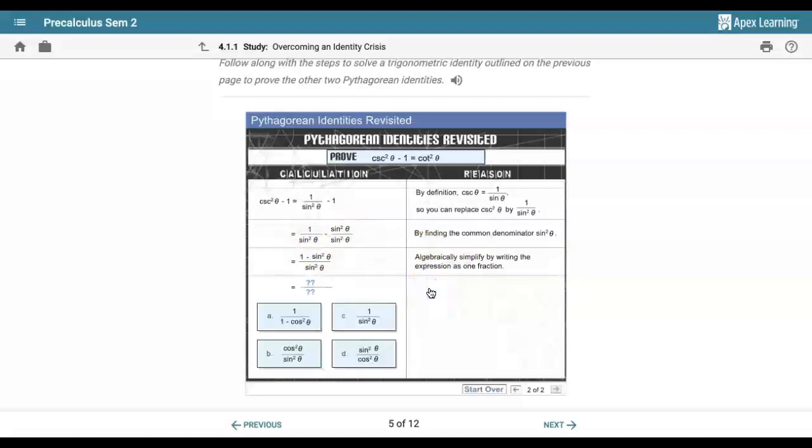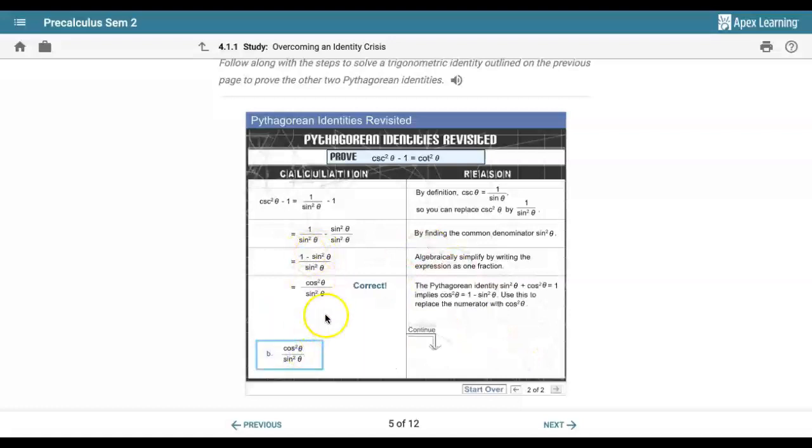Hopefully you can notice what's going to happen here. So we have 1 minus sine squared on top, and we have sine squared on bottom. Hopefully it looks kind of familiar. We've got 1 minus sine squared, and this 1 minus sine squared is going to turn into a cosine squared. So we're going to be left with cosine squared over sine squared.